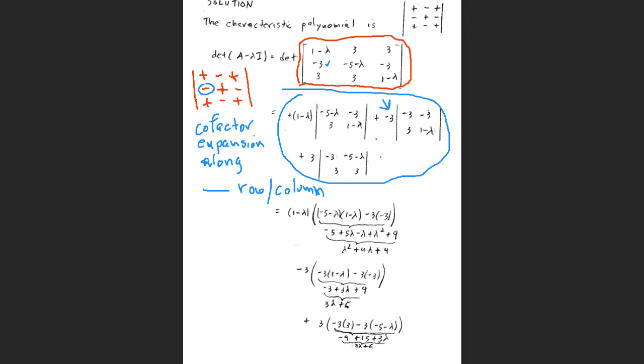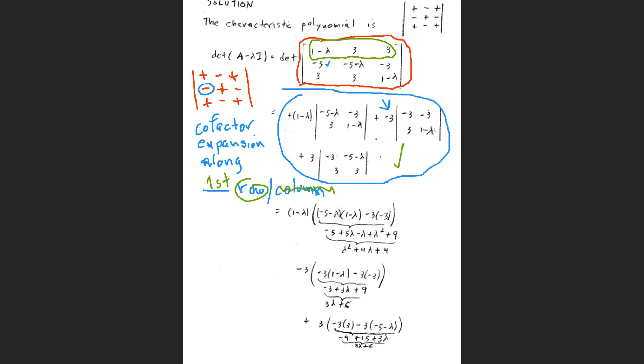It's not the first column we're doing cofactor expansion along. It's the, who can tell me? We appreciate all answers. That's right, Marcella. It's the first row. That's right, the first row. That's what you're going to get.